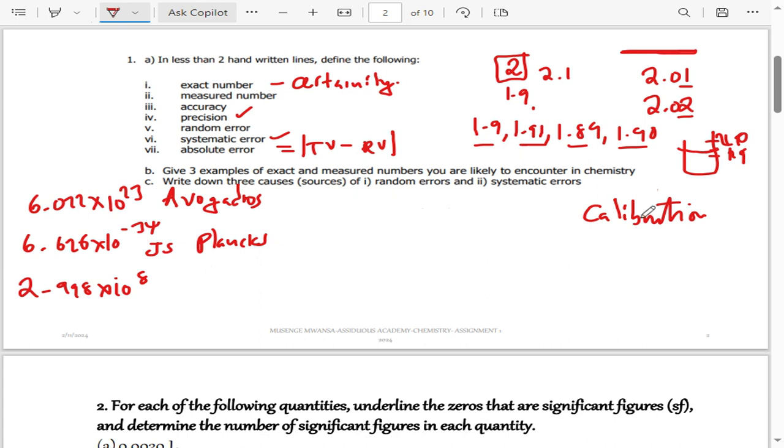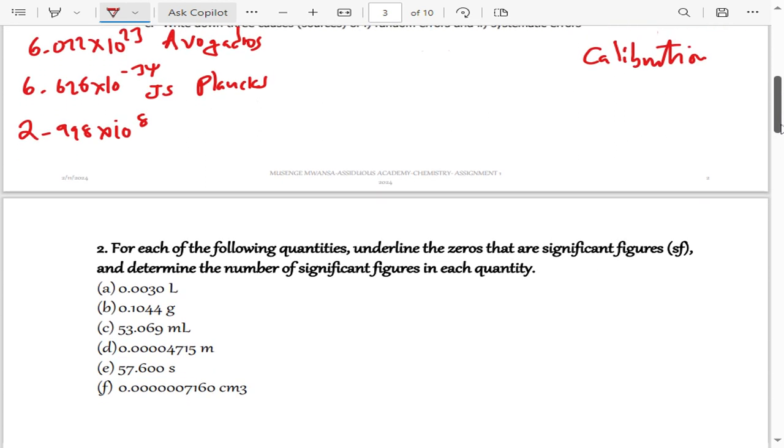Also, experimental design flaws. There is something wrong with the way you have designed your experiment. And so, whatsoever you do, the answer will always be coming out wrong because of the problem in the experiment.